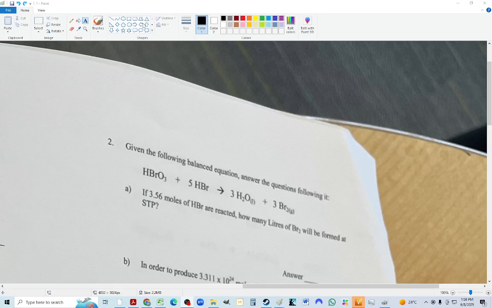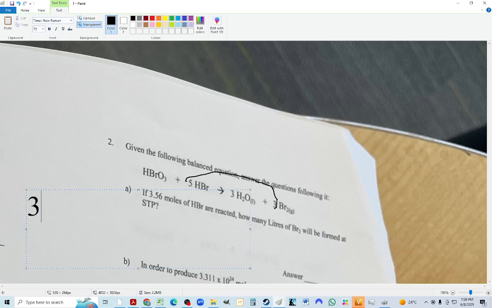And what's this one asking? This one's asking a similar thing. It's saying if 3.56 moles of this thing is reacted, how many liters of this is produced? You can see it's a 5-to-3 ratio. But they haven't given us 5. They've given us 3.56. So here's what you do. You know that you have 3.56 moles of HBr. I'll just say HBr.